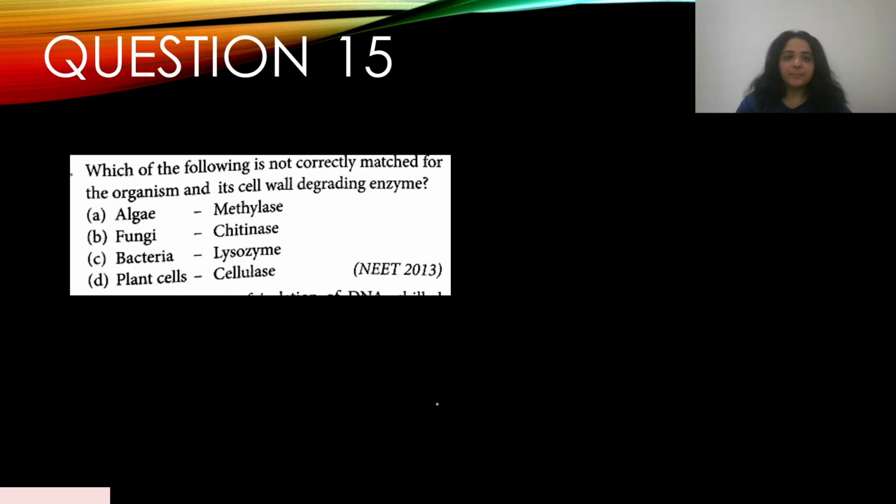Question number 15. Which of the following is not correctly matched for the organism and its cell wall degrading enzyme? This appeared in NEET 2013. A. Algae methylase, B. Fungi chitinase, C. Bacteria lysozyme, and D. Plant cell cellulase. So, not correctly matched is A. Algae and methylase. So, answer is A.